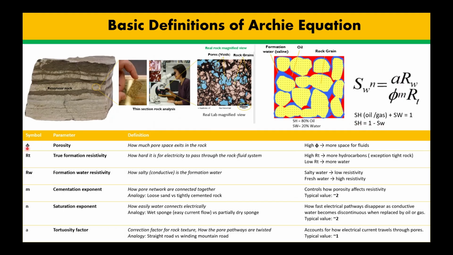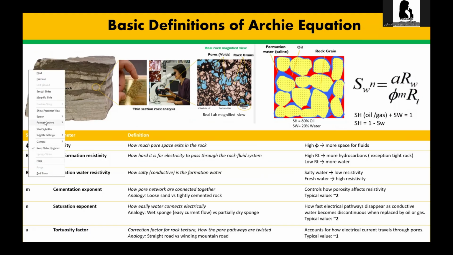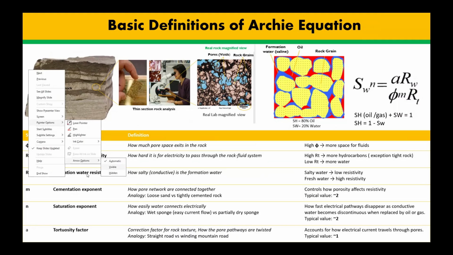The porosity tells us how much pore space exists in the rock, which most of you should know, and the deep resistivity tells us how hard it is for electricity to pass through the rock-fluid system. Both of these logs, the porosity and the deep resistivity, are measured from the logging tools. The Rw is the formation water salinity, and that's why it is important. If we are using Archie, the salinity of the formation has to be constant. This is reflecting the salinity of the formation water.